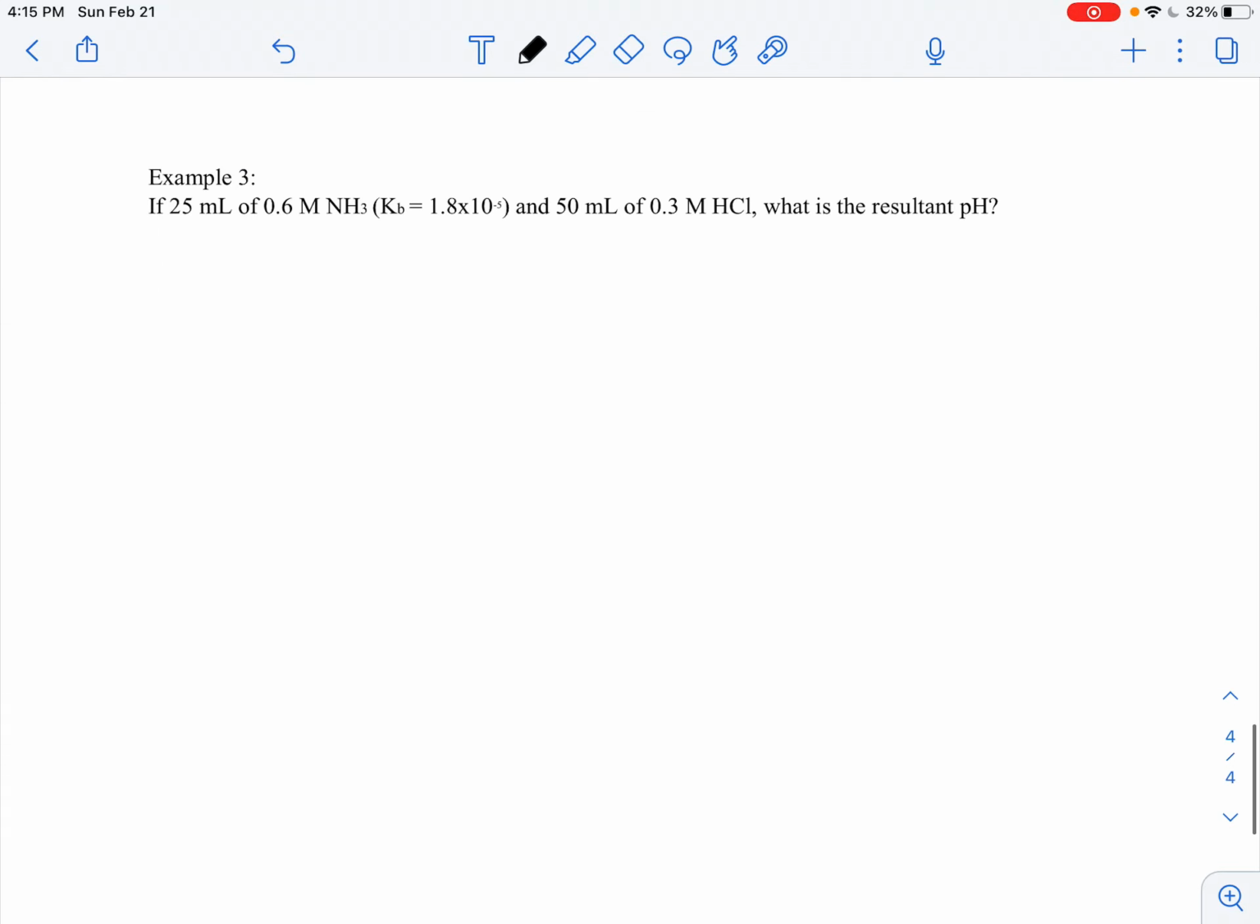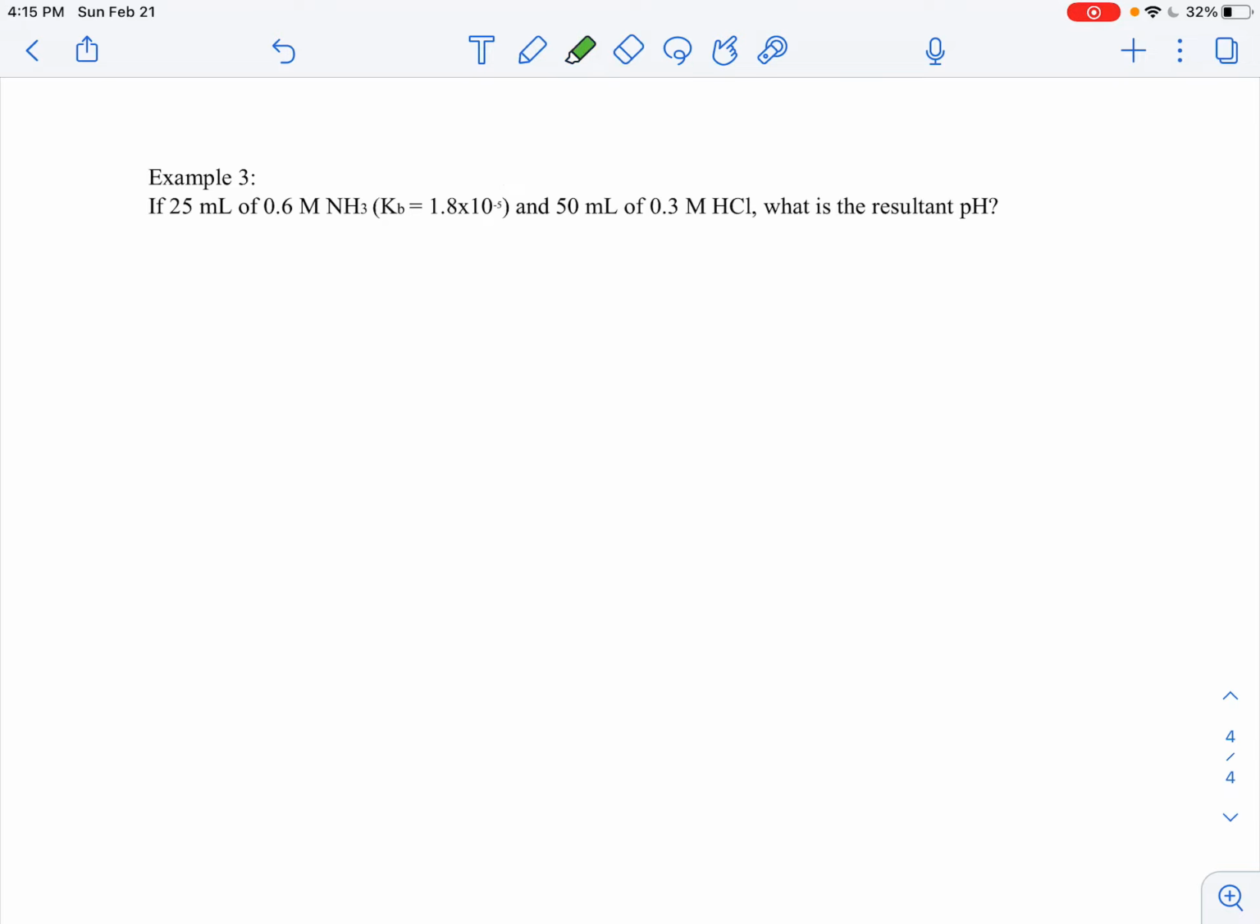One more here. Example 3. Example 3 is going to be the same thing, except it's going to be in the opposite direction. Can you recognize that? We've got a weak base that's given to us here. So you think this is going to be a Kb problem, but nope, it's going to turn out to be a Ka problem. How do I know?